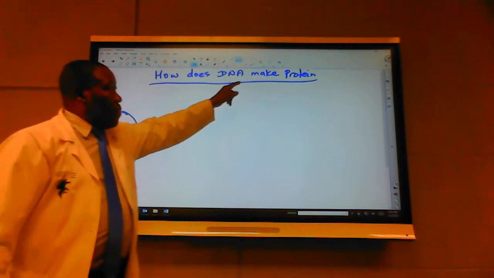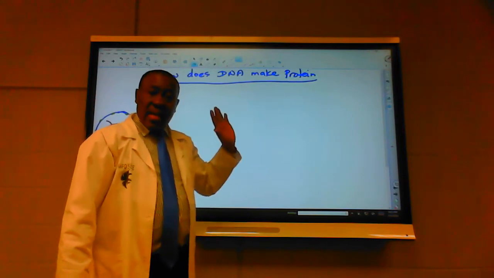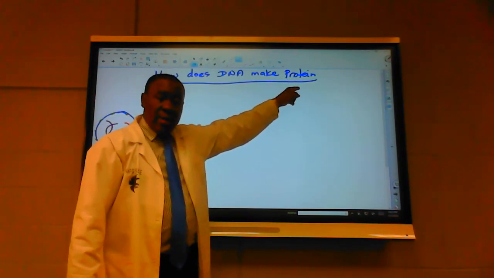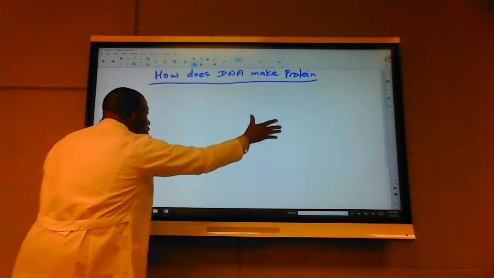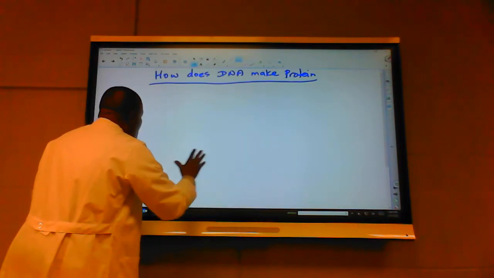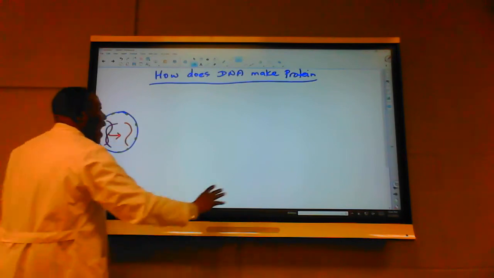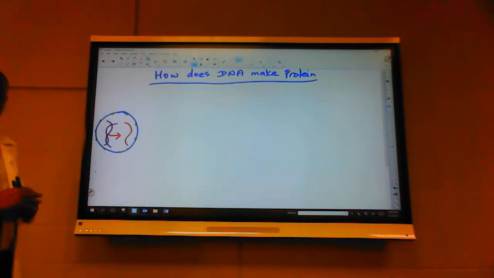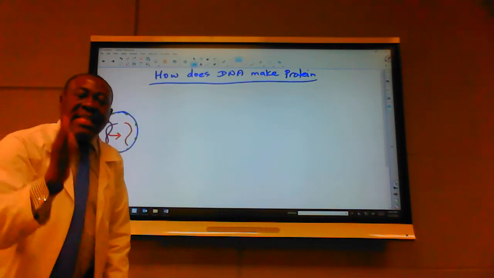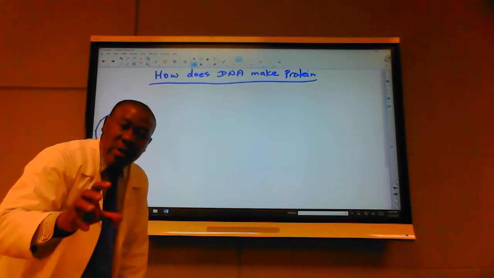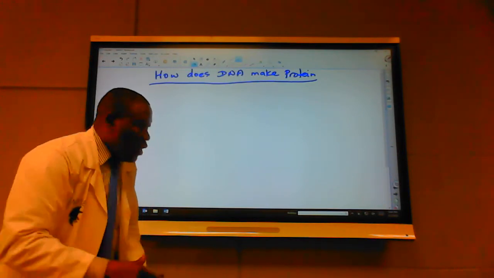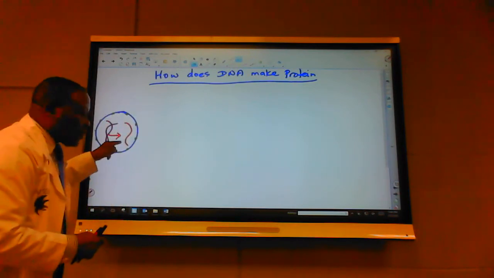What are we trying to make? Again, what are we trying to make? Protein. Protein is made outside the nucleus, right here. Not inside the nucleus, but outside the nucleus. However, DNA holds that information for making the protein. All right? This is DNA, it holds information to make the protein.